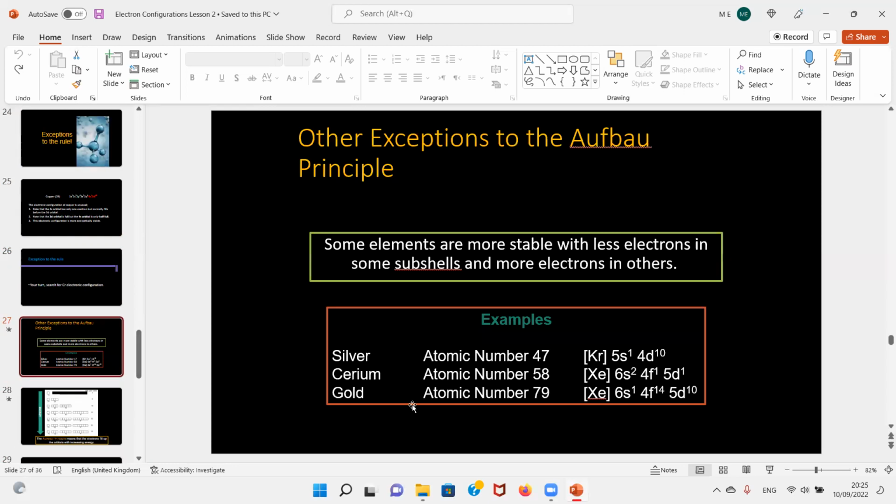These elements, I just put them here for your knowledge. You're only responsible for the first 36 elements in the periodic table. So you're not responsible for these elements, but I just put them here for your knowledge.